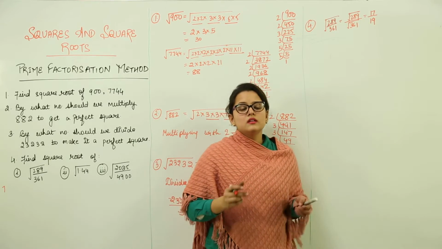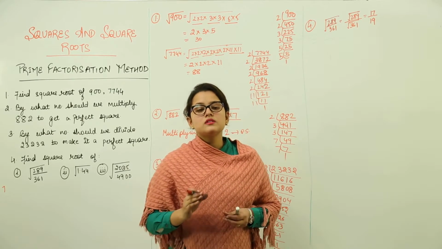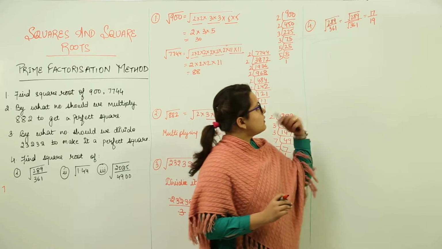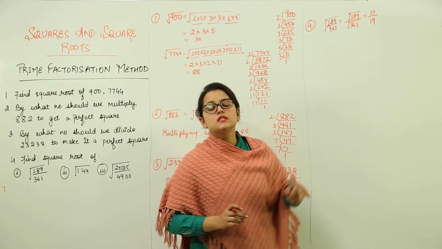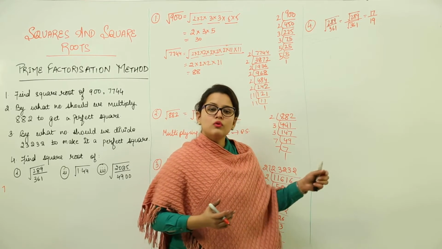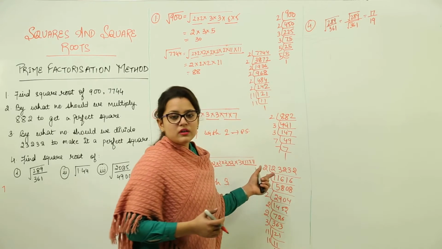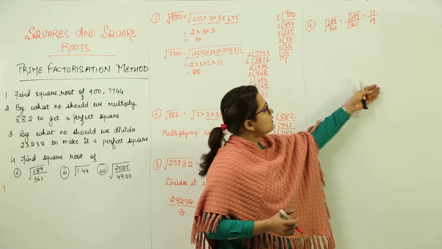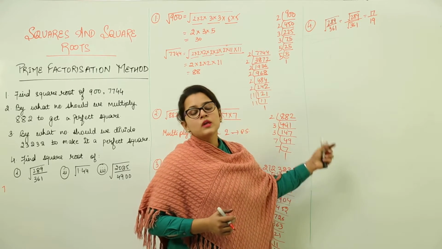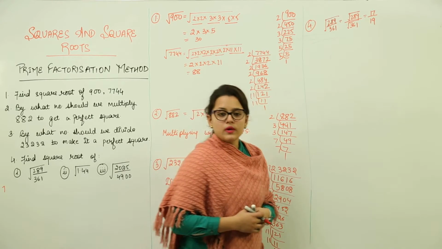Now for this, the easiest method is to learn all the squares up to 20. I remember that the square root of 289 is 17, so I can write it directly. But if you don't know, you can use the prime factorization method: find the prime factors for 289, find the prime factorization for 361, and you will get your respective square roots.